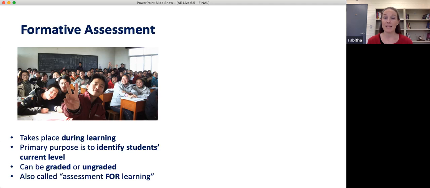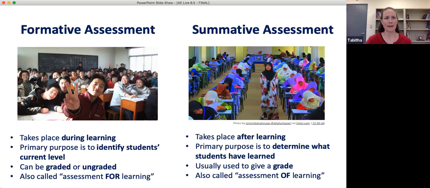Formative assessment can be used to give grades, but it can also be used in association with practice activities that aren't used for grades. Some people call formative assessment assessment for learning, and that's because it's a process that helps students learn more effectively. And really, almost anything that teachers do during lessons can be used as a form of formative assessment.